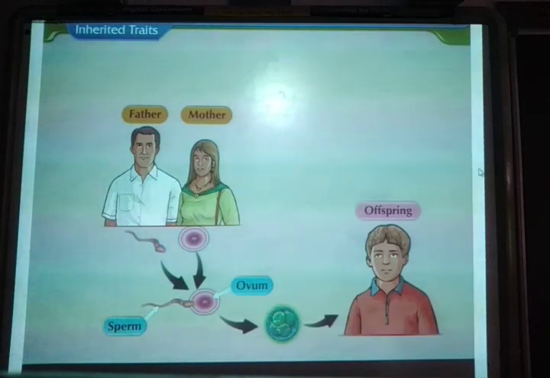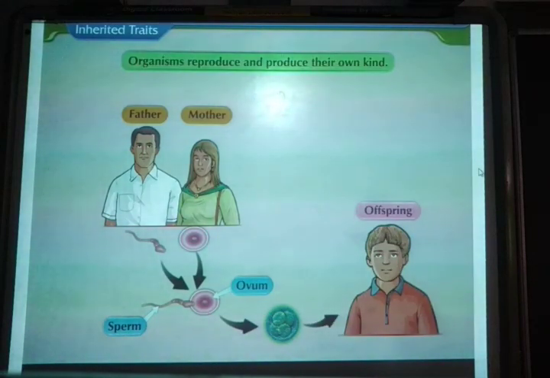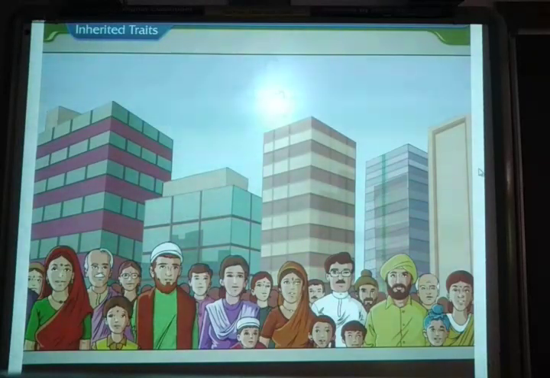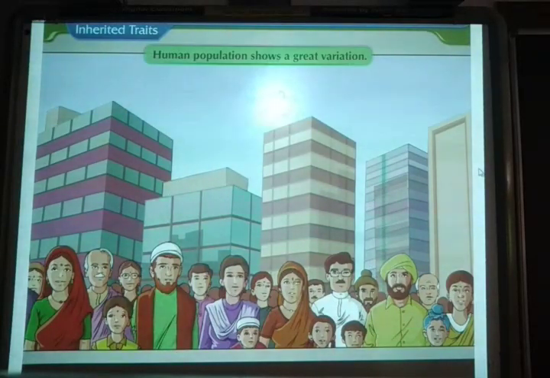We have learned that organisms reproduce and produce their own kind, but the offspring produced do not look exactly like parents, and thus it can be said that human population shows a great variation. Let us perform an activity to understand this.